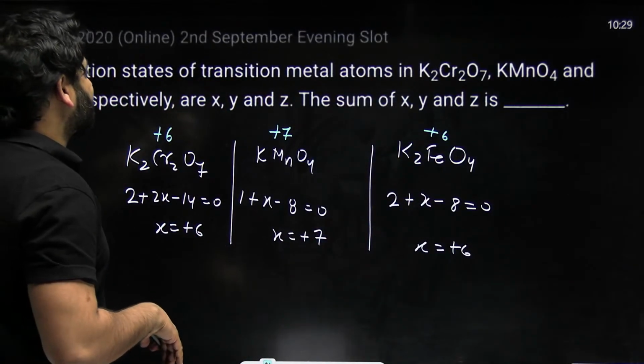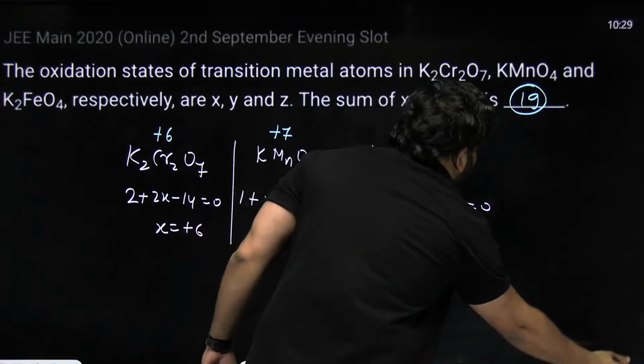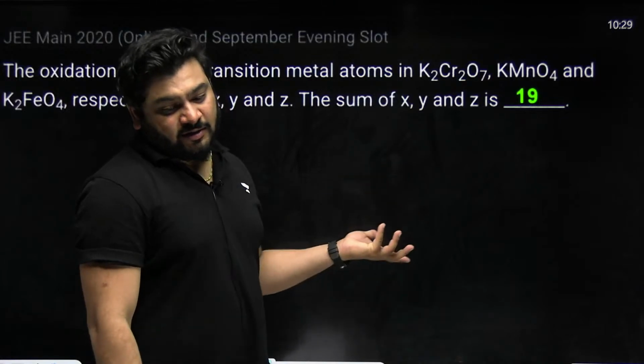6 plus 6 is 12, plus 7 is 19. I guess 19 is the correct answer. It is very weird, but 19 might be the correct answer. 19 is correct, everybody. Very easy question, see.